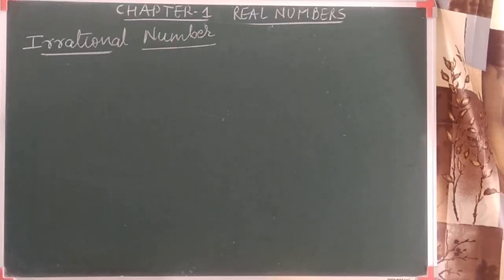So terminating numbers are rational, and non-terminating reoccurring numbers are also rational. So which numbers are left? The numbers which are non-terminating non-reoccurring numbers.